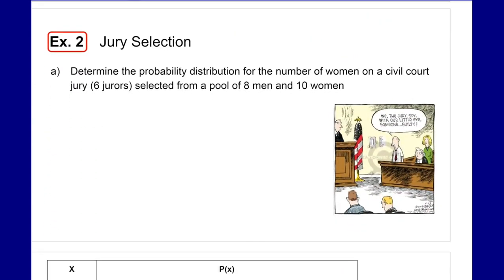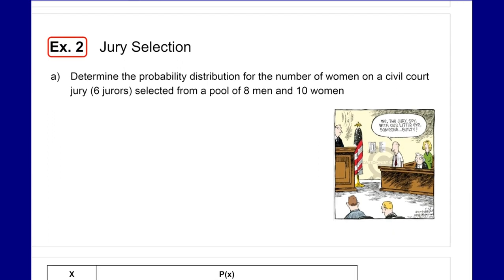So example 2: determine the probability distribution for the number of women on a civil court jury where there are 6 jurors selected from a pool of 8 men and 10 women. So we have to think about, okay, what is our successful outcome? What's a success in this case? Well, success in this case is selecting a woman based on our scenario.